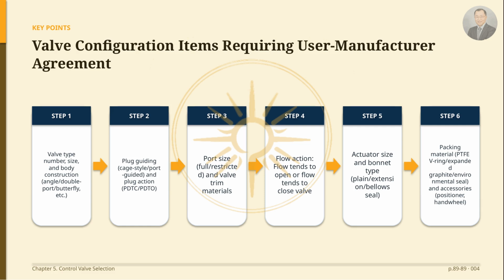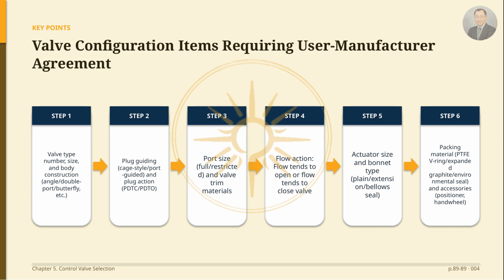Next, I would like to introduce the valve configuration items that must be agreed upon by the user and the manufacturer. Determine the valve type number and size, and select the valve body construction from options such as angle, double port, or butterfly. For plug guiding, distinguish between cage style and port guided, and for plug action, decide between push down to close or push down to open. Determine whether the port size is full or restricted, and decide on the valve trim materials.